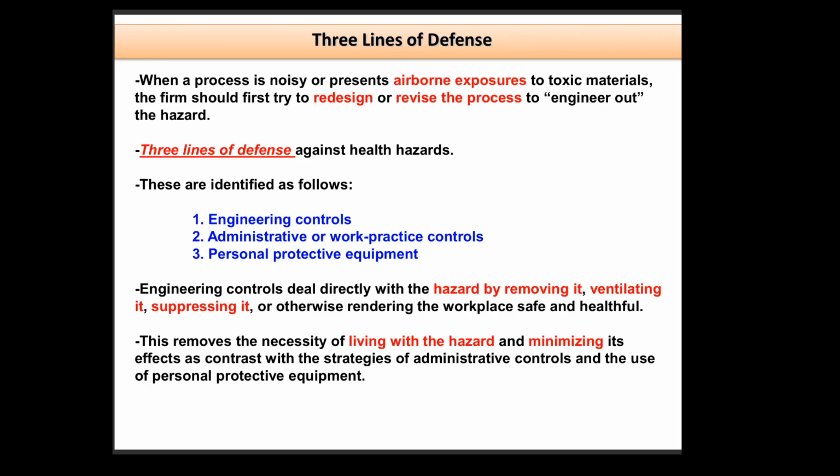Three lines of defense against health hazards are there. These are identified as follows. Number one, engineering controls; number two, administrative or work practice controls; number three, personal protective equipment. Engineering controls deal directly with the hazard by removing it, ventilating it, suppressing it, or otherwise rendering the workplace safe and healthful. This removes the necessity of living with the hazard and minimizing its effects, in contrast with the strategies of administrative controls and the use of personal protective equipment.